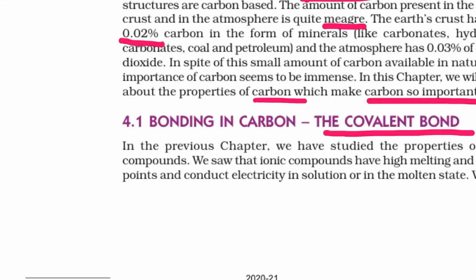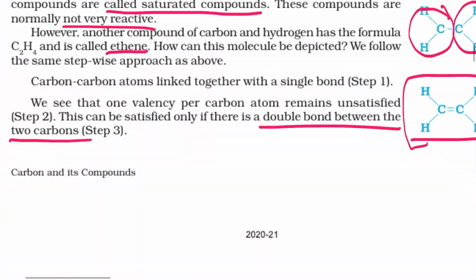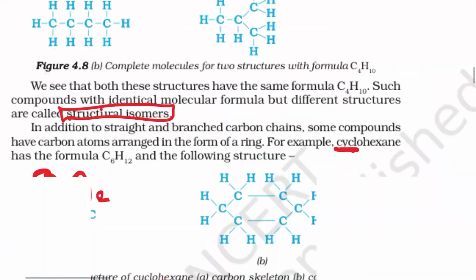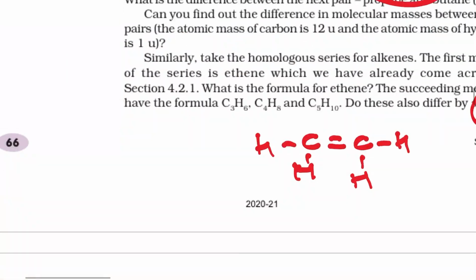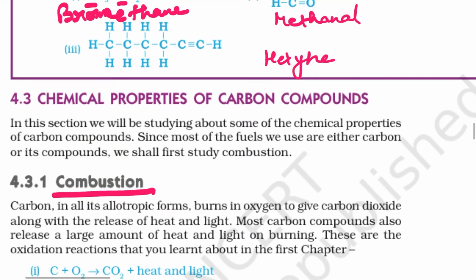In this session, we are going to understand the chemical properties of carbon. After knowing the physical properties and the nomenclature of carbon compounds, let us talk about its chemical properties. In this section, we will be studying some of the chemical properties of carbon compounds.